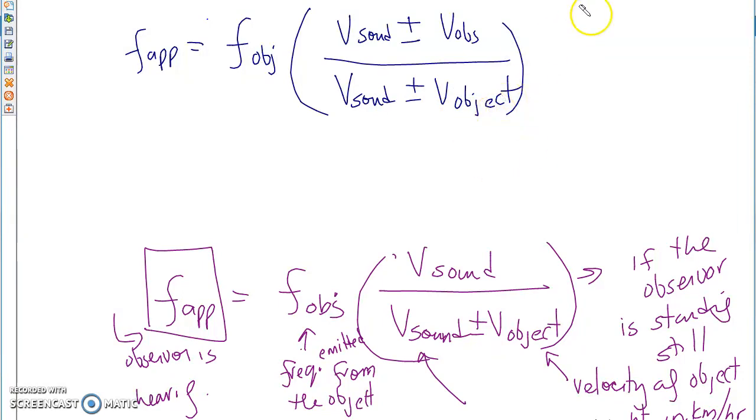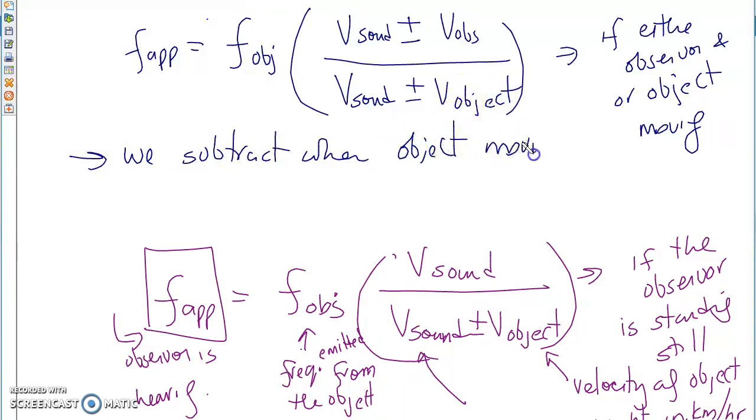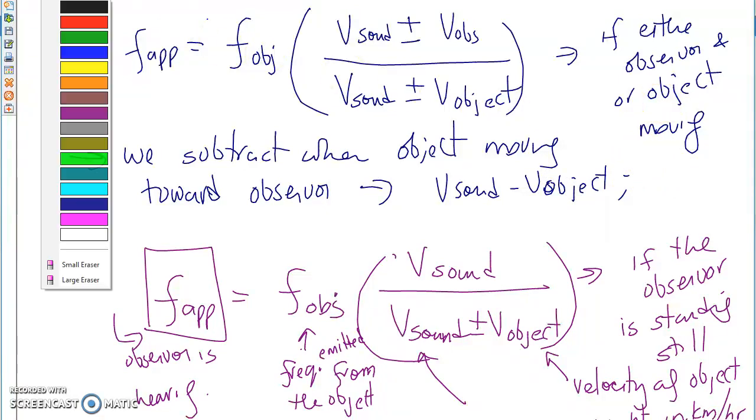Now, one thing I forgot to mention. So if either observer and or object moving. Now, one thing I forgot to mention in the last formula was we subtract when the object is moving toward the observer. So if the object is moving towards the observer, then it'll be V of sound minus V of object. Otherwise, it will be V of sound plus V of object.